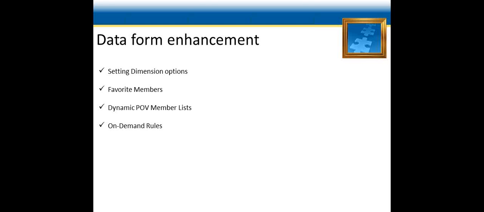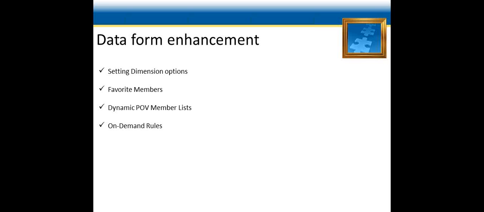On-demand rules. Now in HFM 12.3, it provides the ability to run on-demand rules from a data form. On-demand rules are useful when you want to run only a subset of calculations to quickly see the results in the data form. For example, when you are working in a data form that is set up to run a specific on-demand rule, you can enter data and then run the on-demand rule to immediately see the results of the calculation.